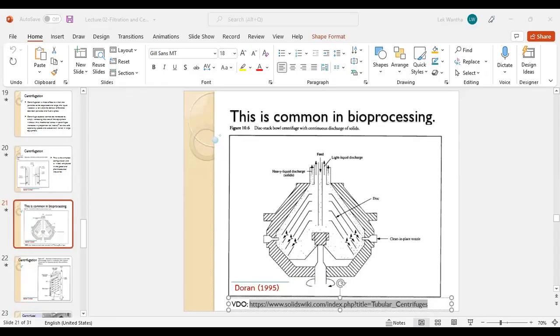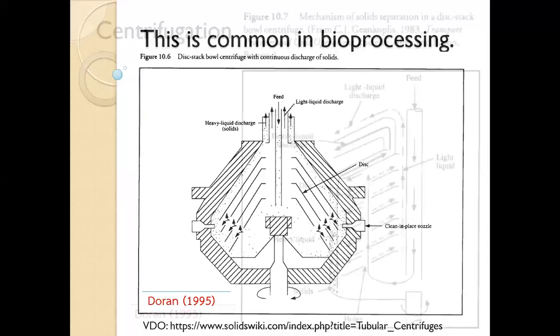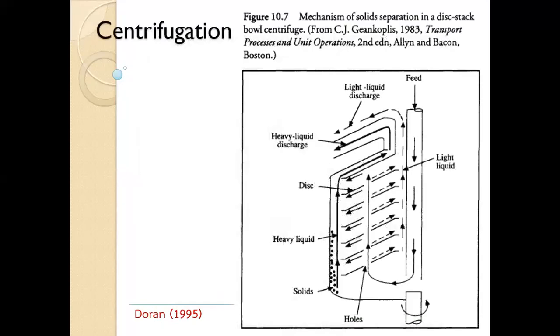The next example is the disc bowl, which is like the same, but look at this also. For this case it is more clearly defined. We feed liquid, and the solid will accumulate on the surface, and then you can remove the solid out of the system.